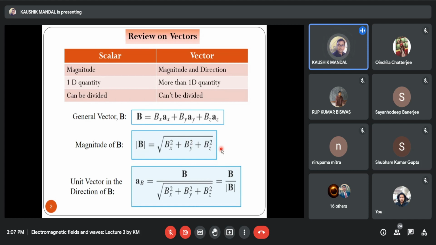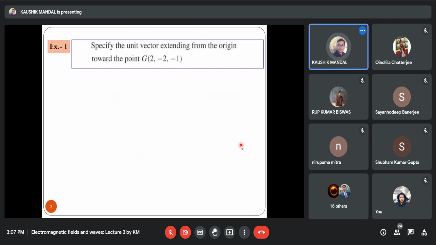Next, what about the unit vector? A unit vector is the vector B divided by its magnitude. So it will be B by the magnitude of B. By definition, this is a small vector along the axis, and it can be obtained by dividing the particular vector by its magnitude. So B by the root of Bx square plus By square plus Bz square. Now with this general idea, we are moving to the next point.